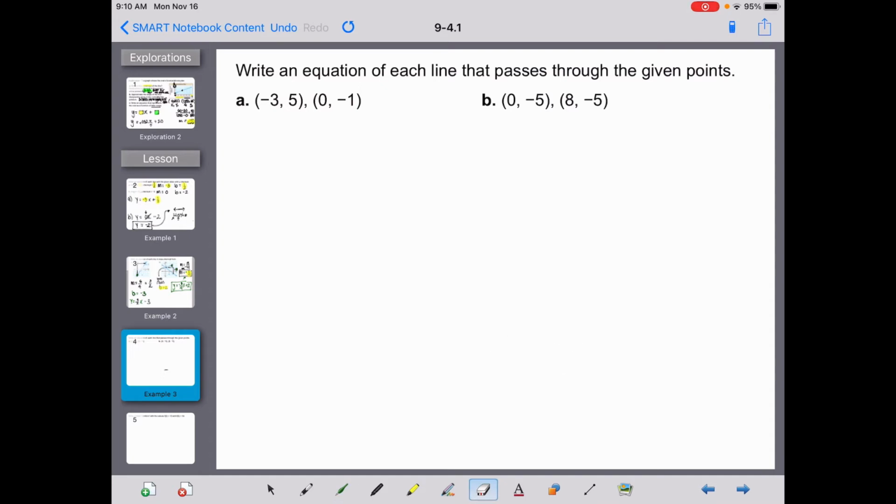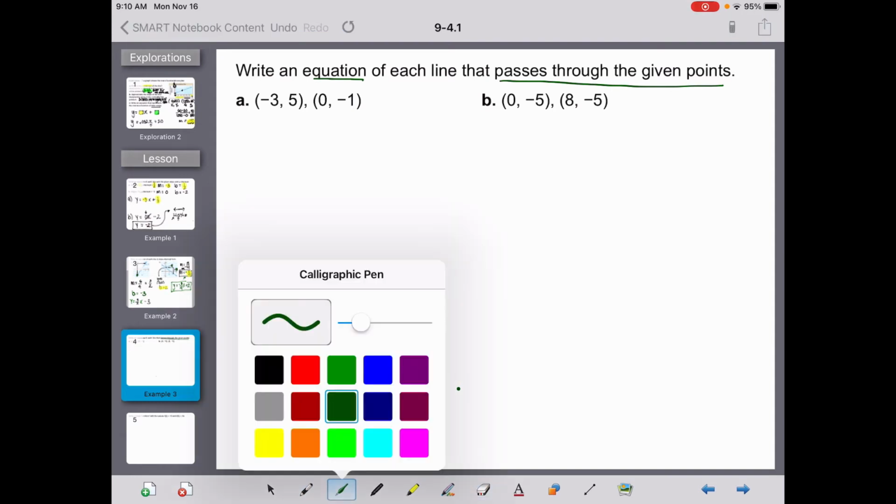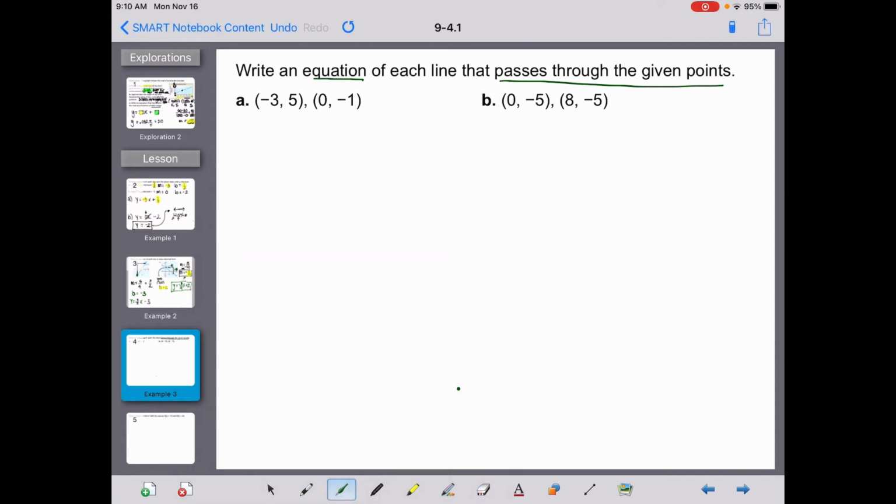Okay, so these are just a little different than what we usually do. They tell us to find an equation that passes through the given points. So if I have 2 points and a line that passes through them, I can find the slope between those points and eventually the y-intercept. In these problems, the y-intercept is given. So look at both problems.